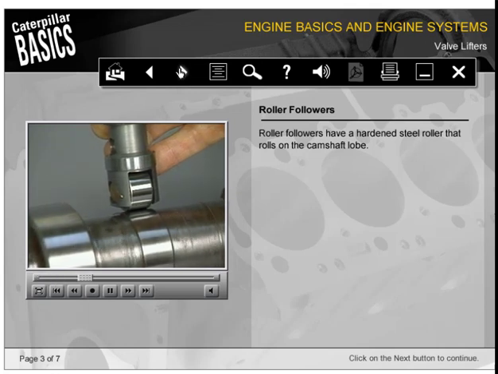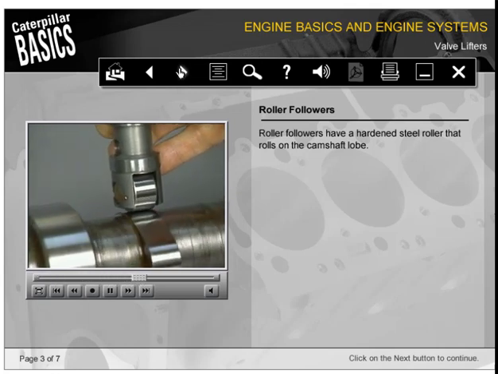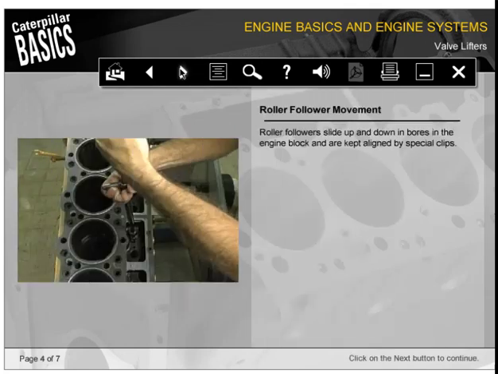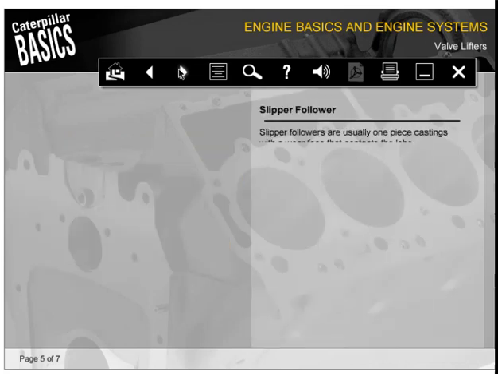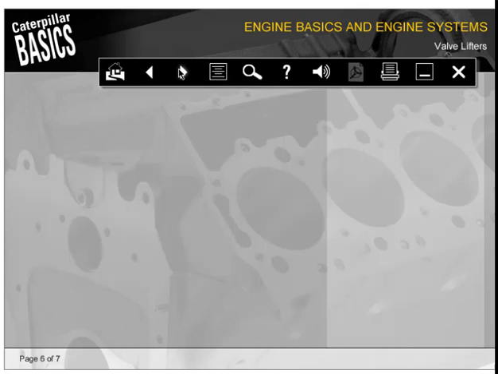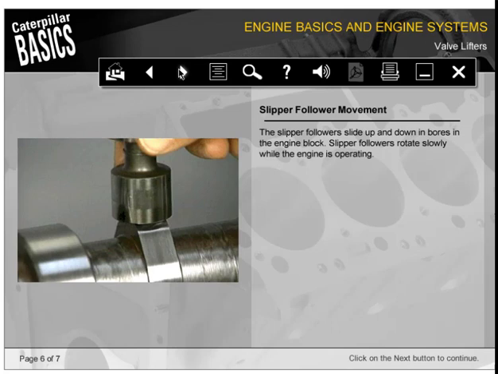Roller followers have a hardened steel roller that rolls on the camshaft lobe. Roller followers slide up and down in bores in the engine block and are kept aligned by special clips. Slipper followers are usually one-piece castings with a wear face that contacts the lobe. The slipper followers slide up and down in bores in the engine block. Slipper followers rotate slowly while the engine is operating.